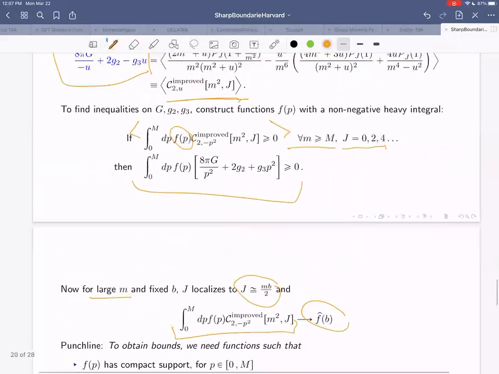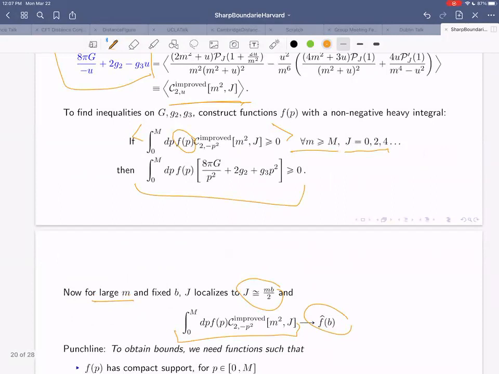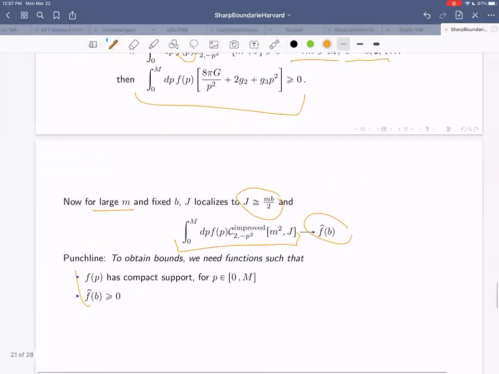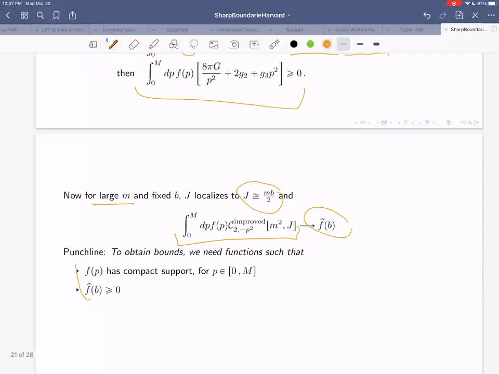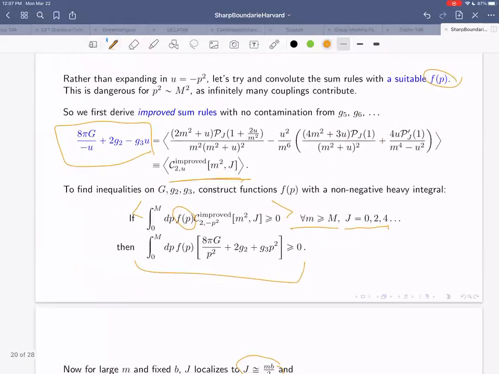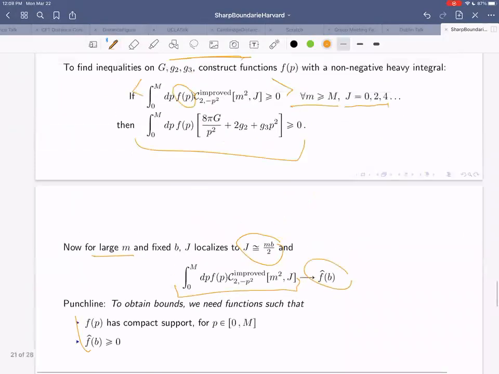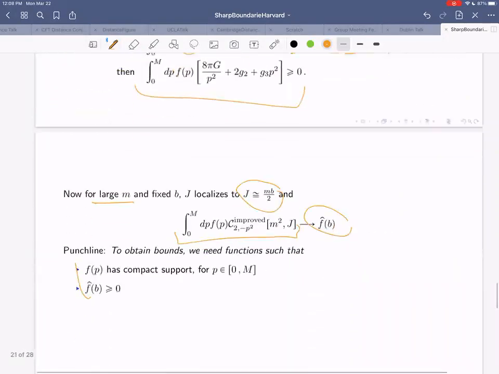And so the condition that this be positive just translates into the condition that this function should be positive in impact parameter space, or at least this positivity condition in impact parameter space is a necessary condition for what you need. And so lo and behold, you need functions which have compact support in momentum space because, again, u is localized between minus m squared and 0, and they have positive in impact parameter space. And with those functions, which are actually plentiful, you're able to derive bounds.